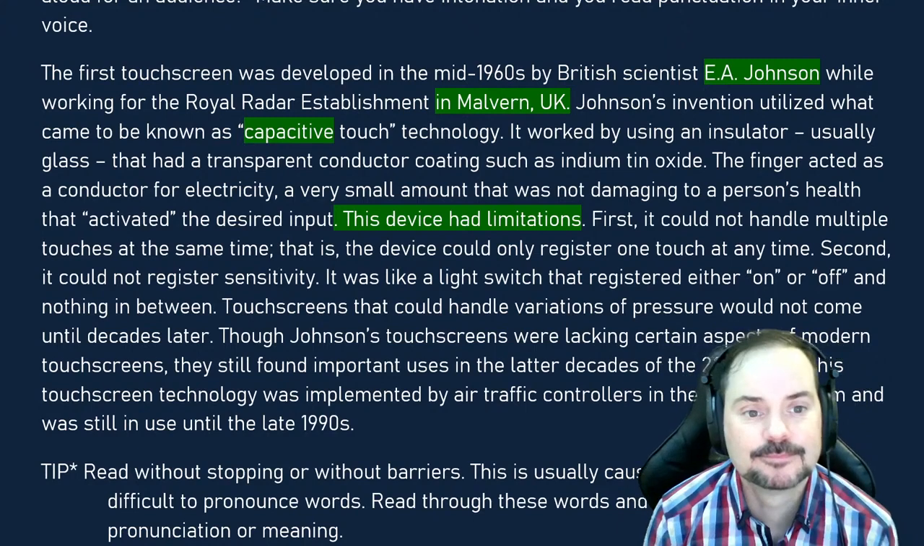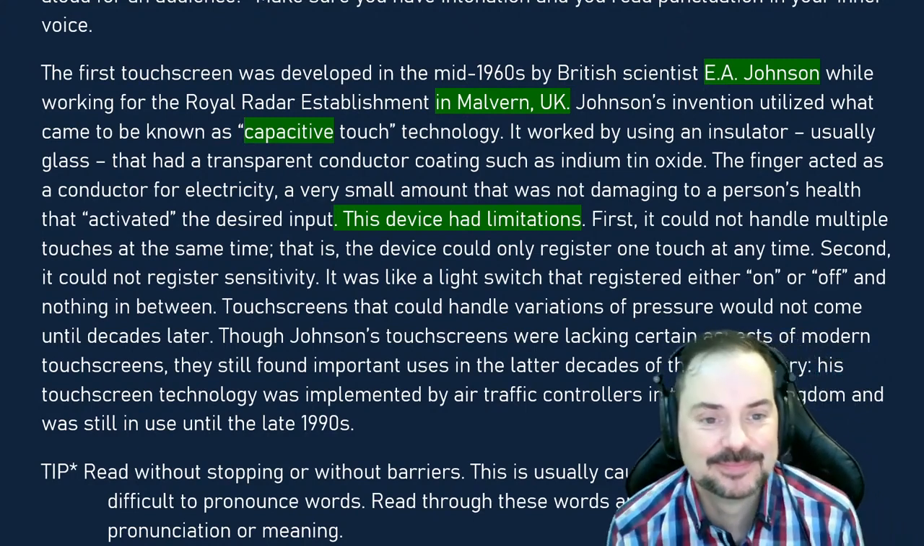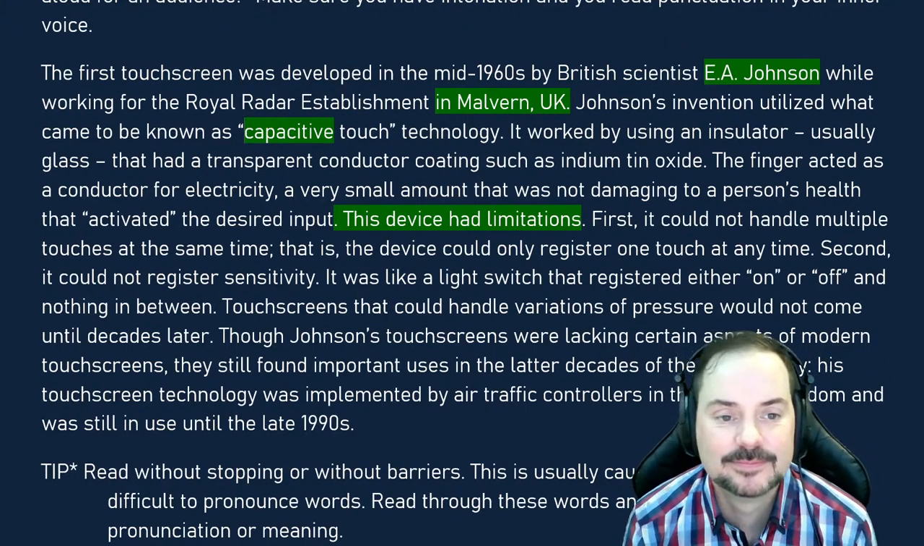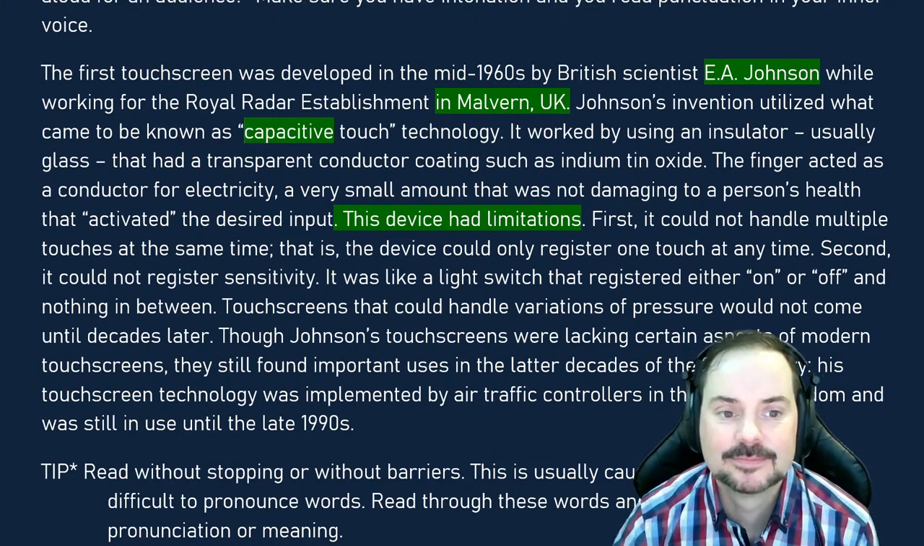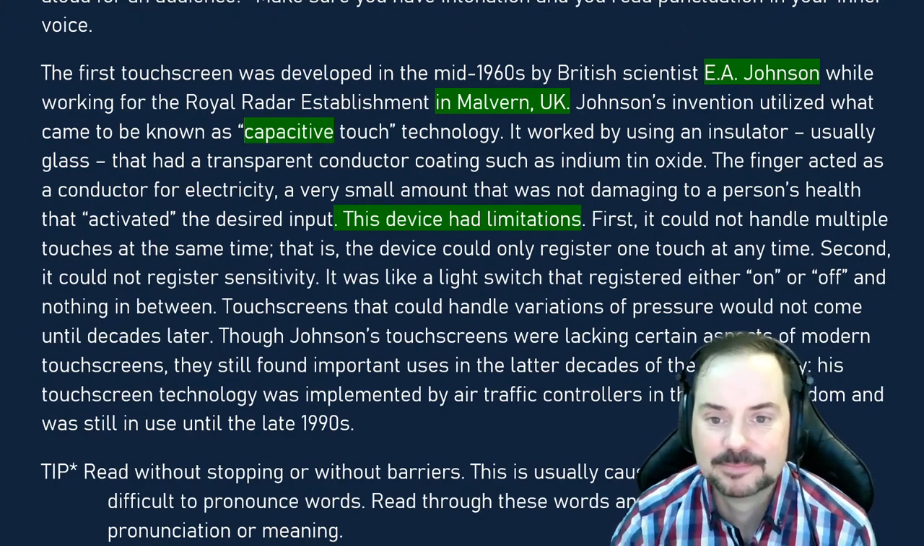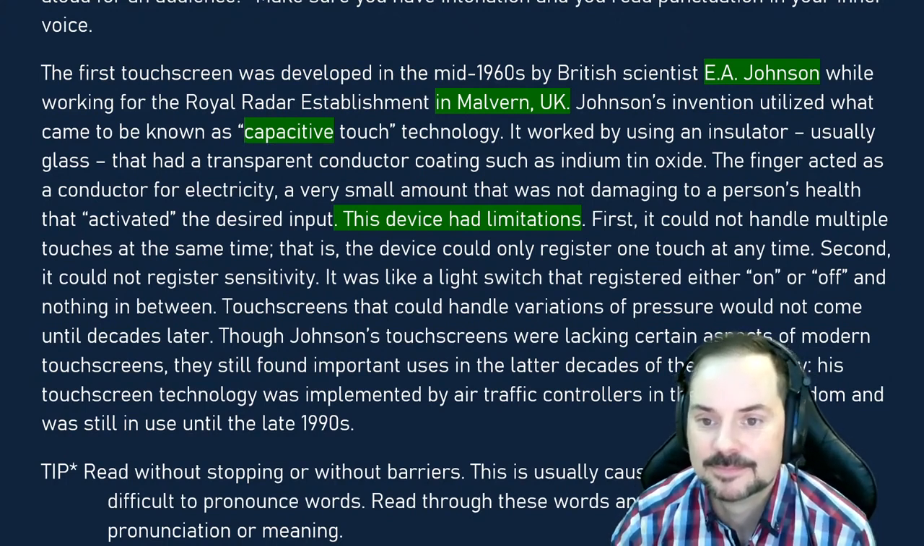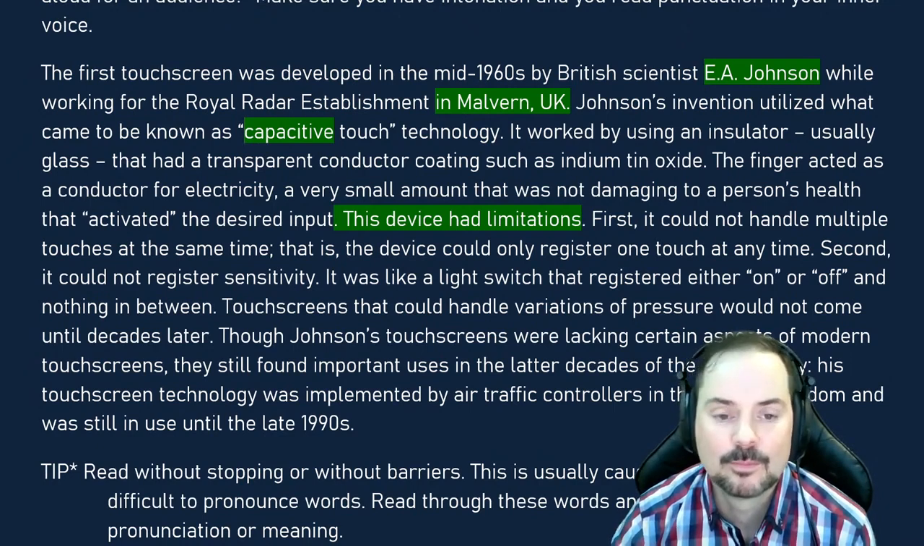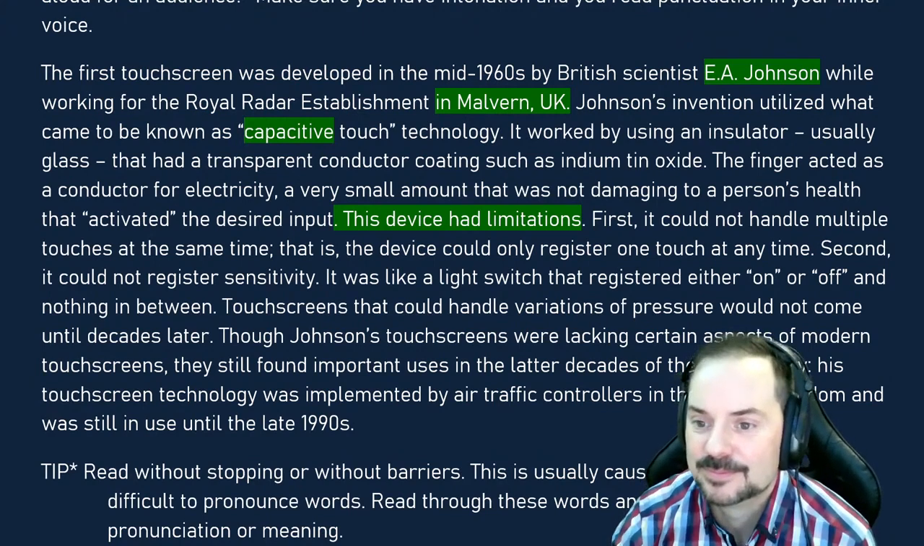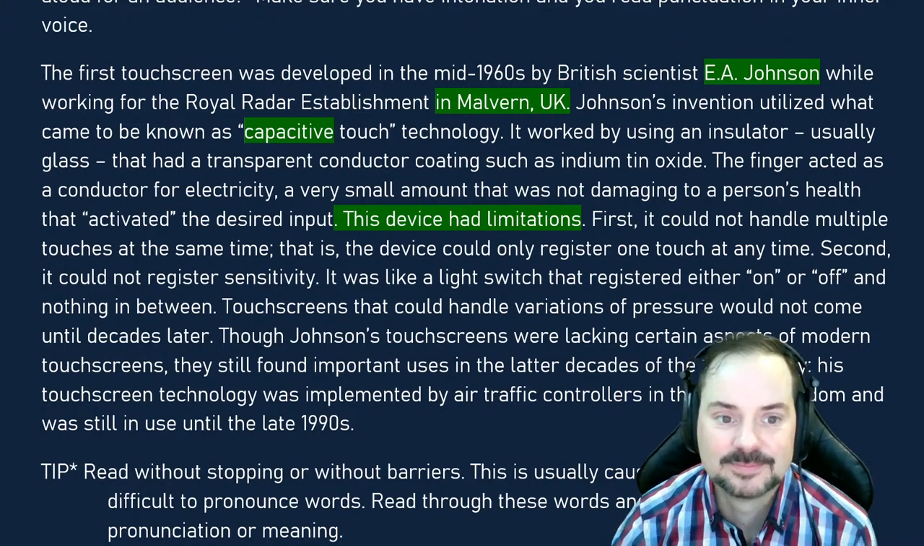Can you hear my voice? I can, yes. I think here is a problem. From this sentence, the first touch screen was developed in mid-90s by British scientist E.A. Johnson while working for the Royal Radar Establishment in the Malvern, UK. Very good. Next sentence. Johnson's invention utilized what came to be known as capacitive touch technology.